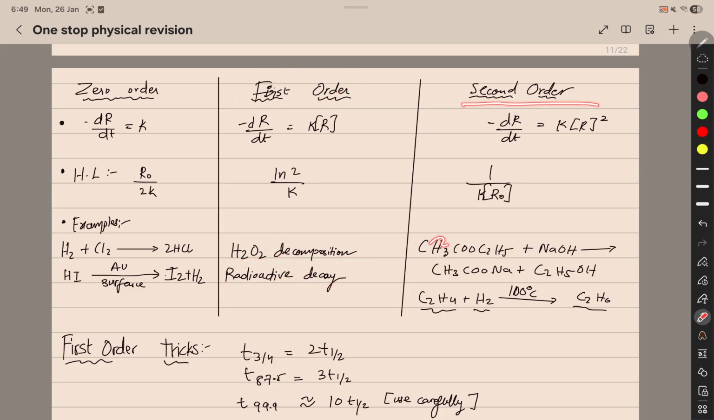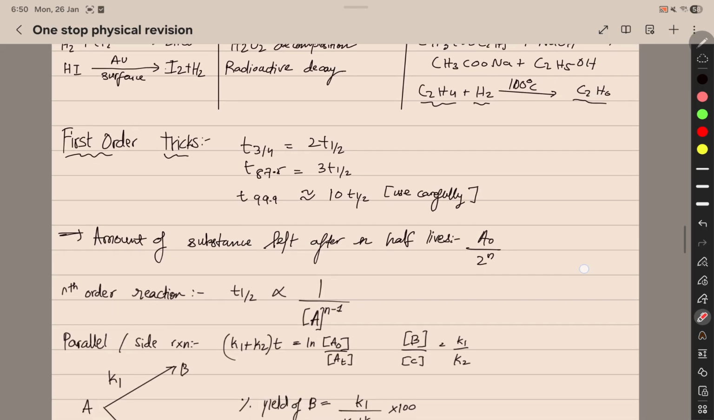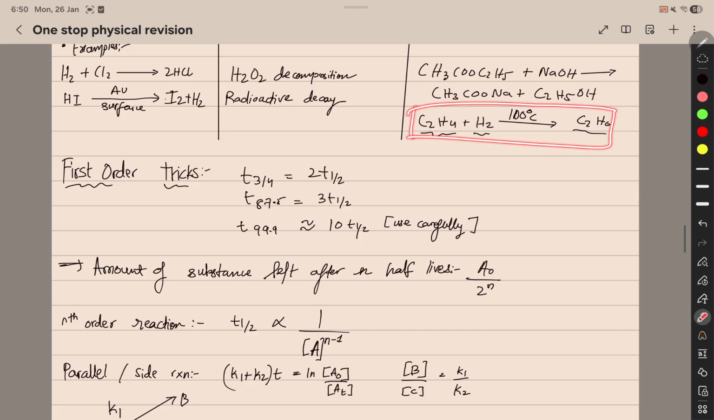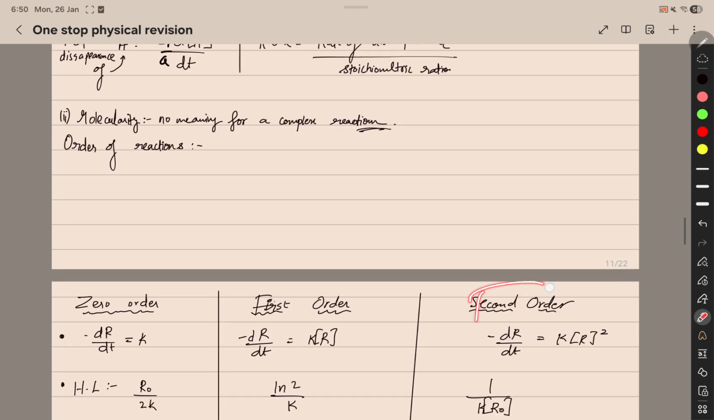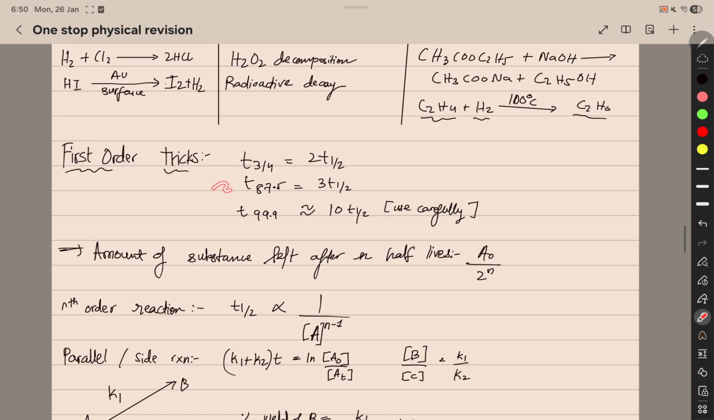Then second order reaction, we have CH3COOC2H5 with NaOH giving this and C2H5OH. Basically, OH minus is nucleophilically attacking the C double bond O and kicking it out. And then we have hydrogenation at 100 degrees Celsius in presence of H2, C2H4 becomes C2H6. That is also a second order reaction. These are some things that you might have to remember. I'm not sure, but just go through them.